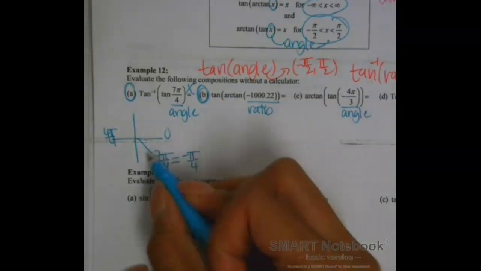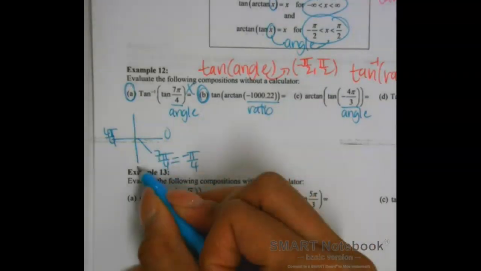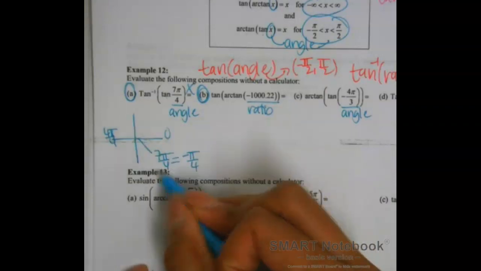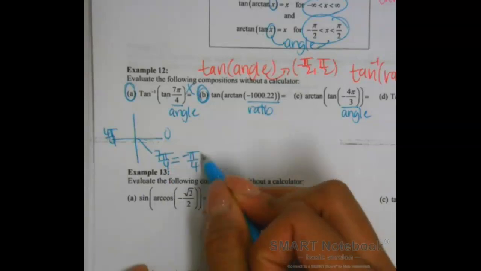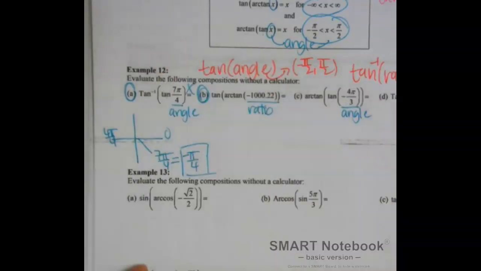So all I did, guys, especially since I know it needs to be between negative pi over 2 and positive pi over 2, I just took this and I subtracted 8 pi over 4. What's 7 minus 8? Negative 1, which is just negative 1 pi over 4. That's your answer. Give me a nod or shake. Do you understand why I did that?